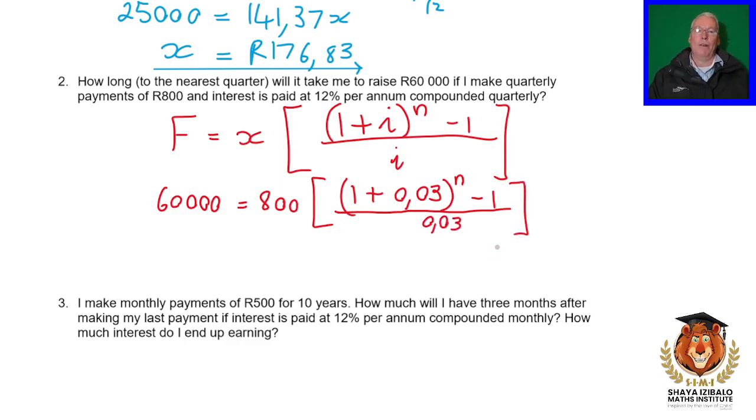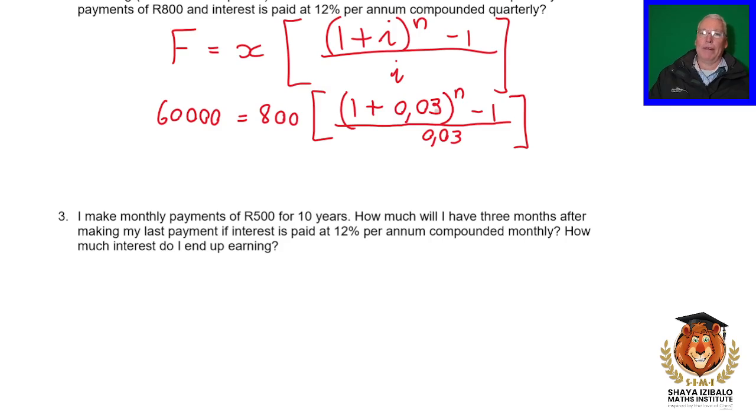Okay, now how many variables are left in there? Just one. Okay, so we're going to try and unpack what's happening to N here. First thing we're going to do is divide both sides by 800. So 60,000 divided by 800 is actually 600 divided by 8. And that equals (1.03 to the N minus 1) over 0.03.